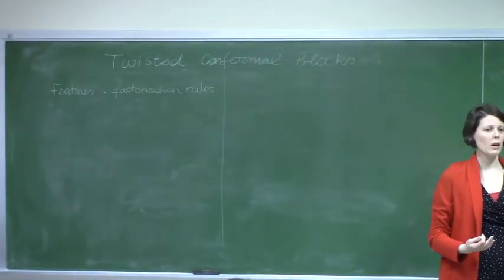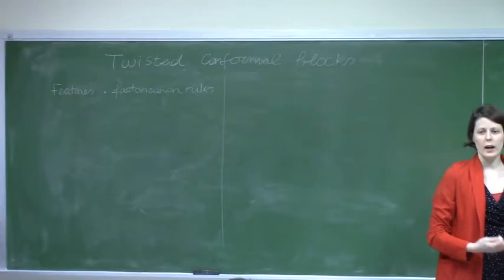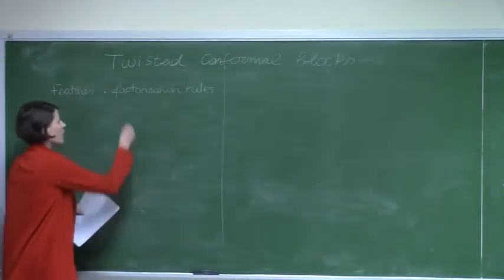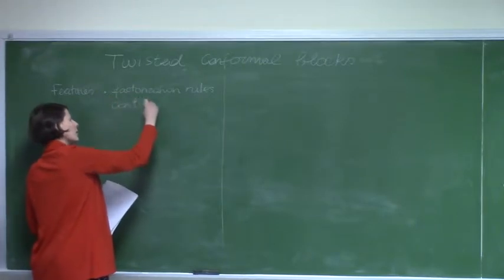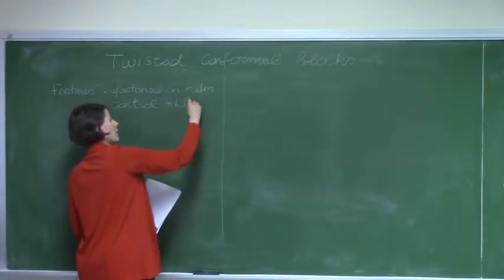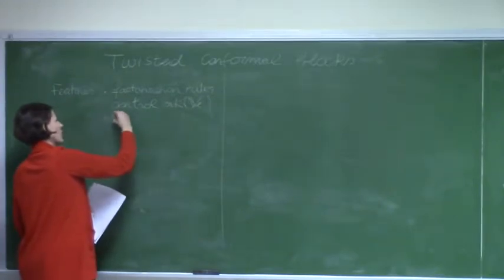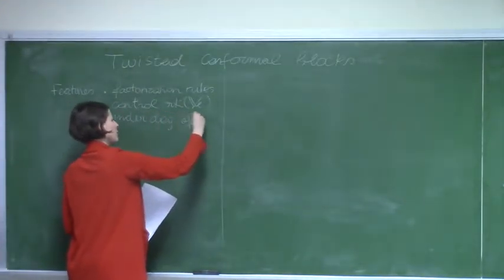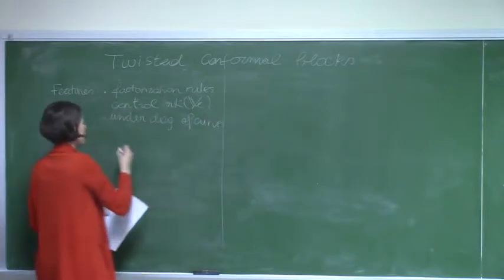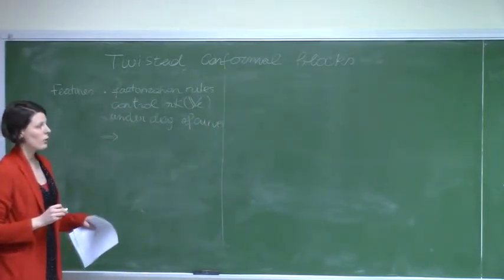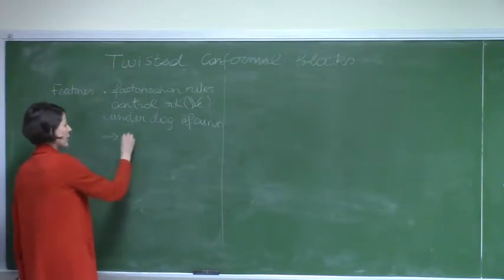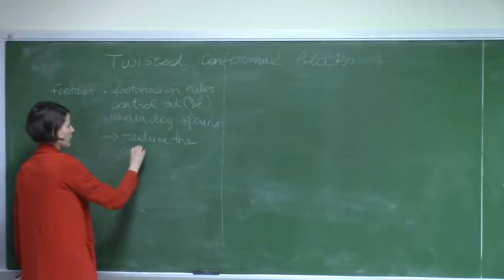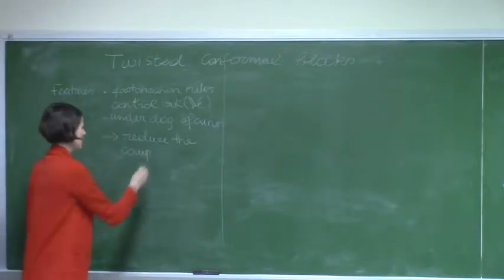Compute the rank under the degeneration of the curve. So the factorization rules control the rank of this vector bundle under the degeneration. And so one can use a computation of the rank to the case of P1 with marked points.